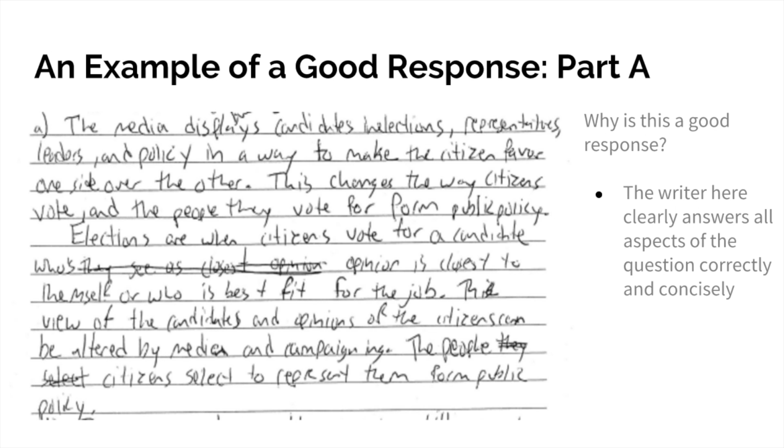And here's an example of a good response to this question. If you're looking through this, this person really directly addresses all the points that were made in the question. They mention media and elections, and then they also mention how policy making is directly influenced by these things. And so there, you can see that the response is not too elaborate. It's very concise. It's really the ideal of what you're looking for when you're trying to write your AP Government FRQ.